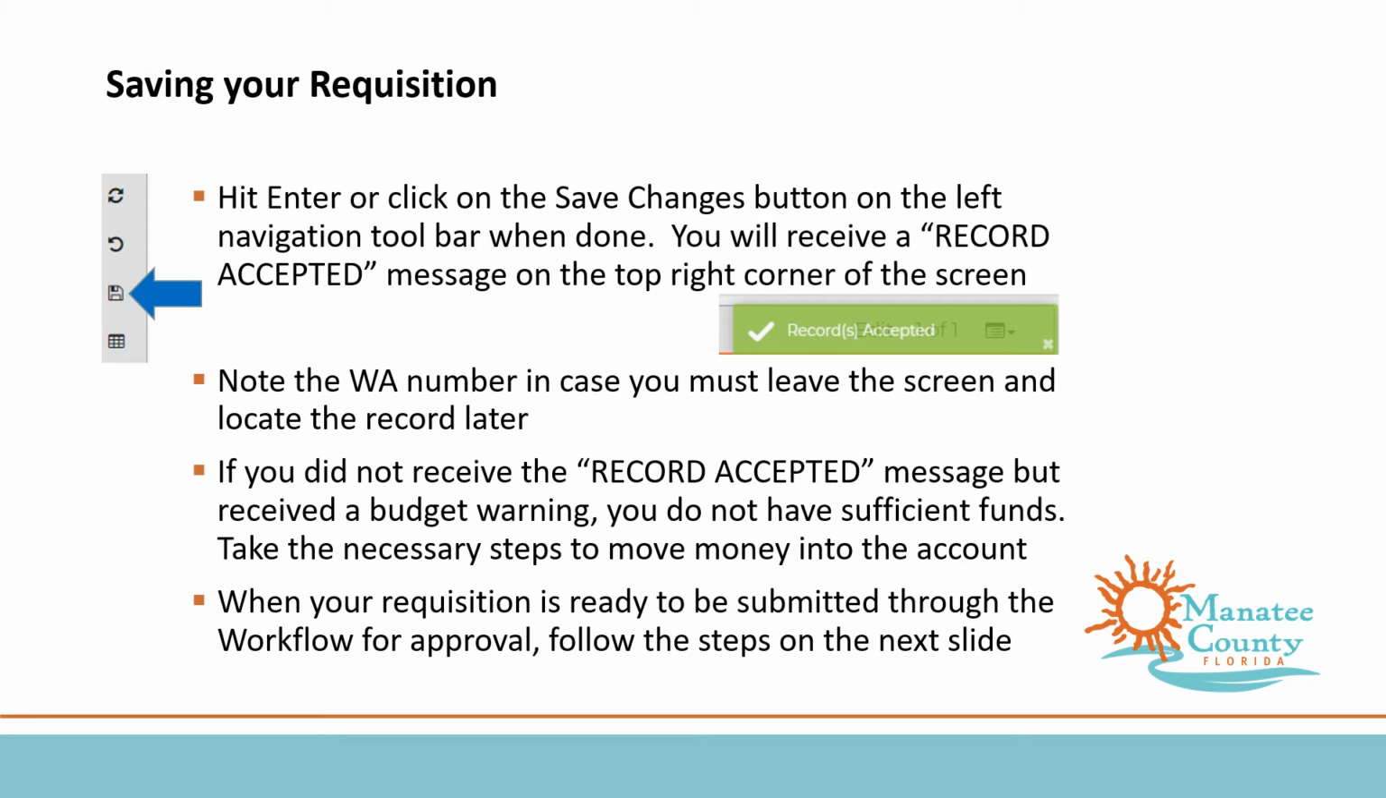You will receive a record accepted message at the top right corner of the screen. Note the work assignment number in case you must leave the screen and locate the record later. If you do not receive a record accepted message but receive a budget warning, you do not have sufficient funds. Take the necessary steps to move money into the account. When your requisition is ready to be submitted through the workflow for approval, follow the steps on the next slide.